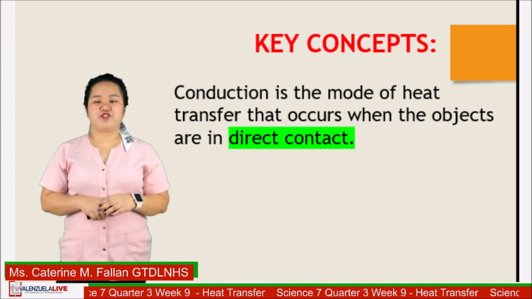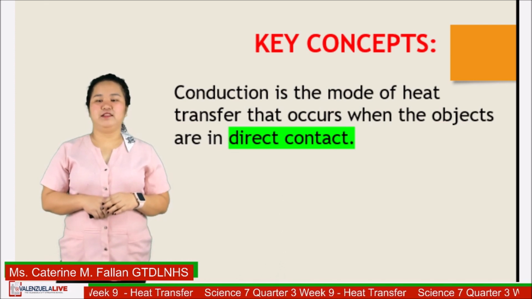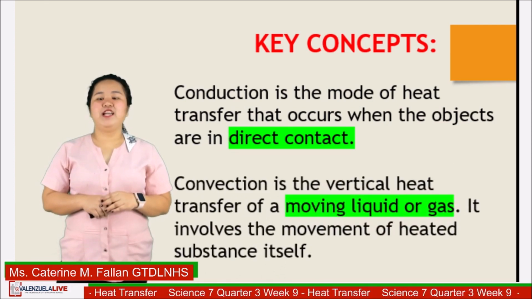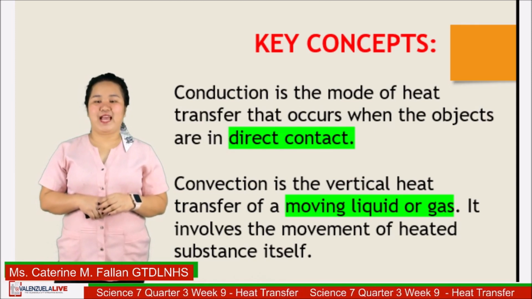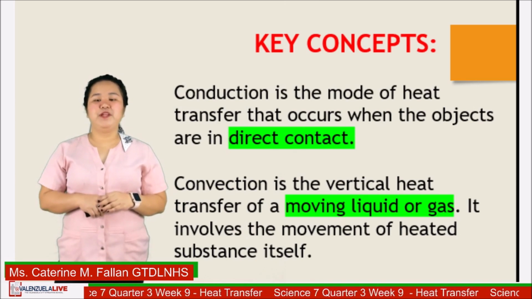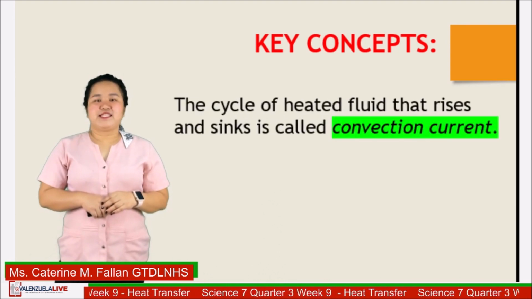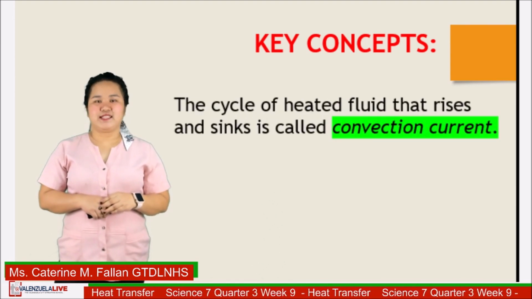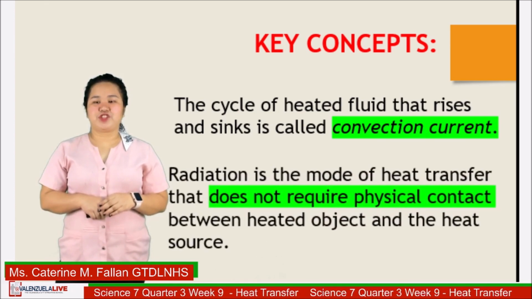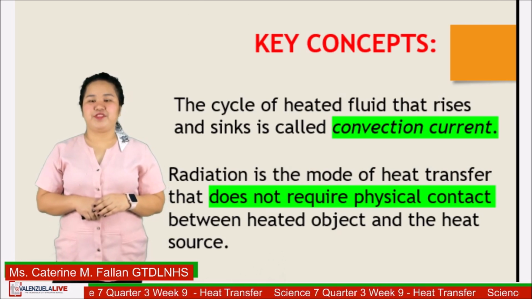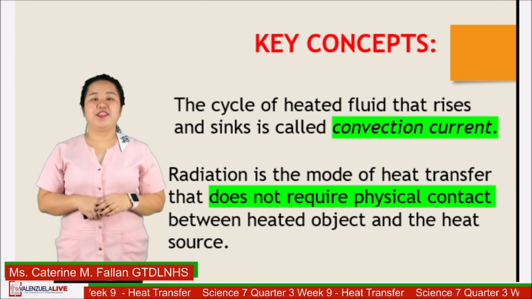Conduction is the mode of heat transfer that occurs when 2 objects are in direct contact. Convection is the vertical heat transfer of a moving liquid or gas. It involves the movement of the heated substance itself. The cycle of heated fluid that rises and sinks is called convection current. Radiation is the mode of heat transfer that does not require physical contact between the heated object and the heat source.